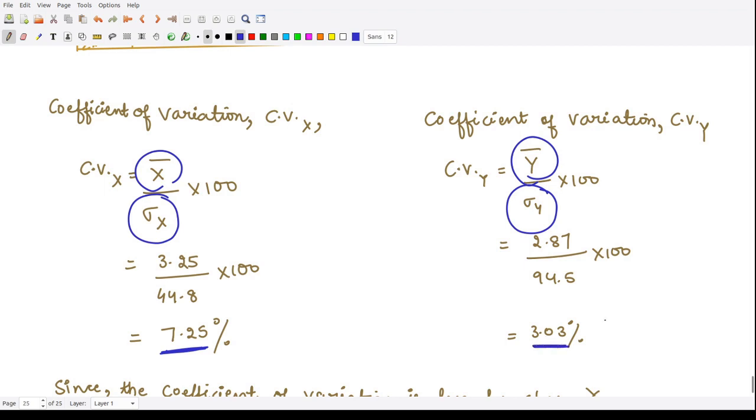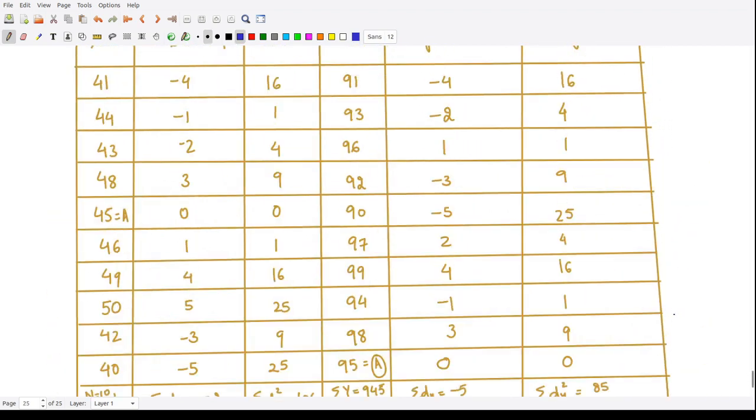So that means here the value is less. If the value is less, the spread is less, right? If the spread is less, we say this is more consistent. If this is more consistent, I'll go and invest my money in this share Y.